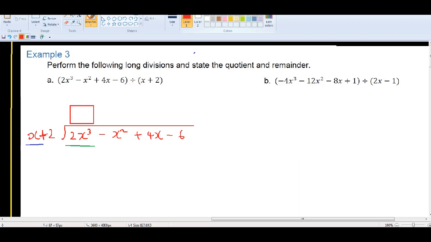So it should be quite good now. So 2x cubed divided by x. This time, because that's x cubed divided by x, that should be x squared. So the leading term should be 2x squared. Then use 2x squared times the divisor. You got 2x cubed plus 4x squared.